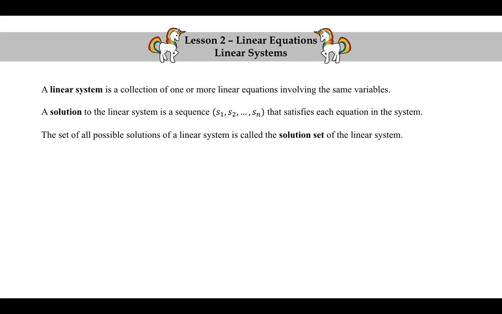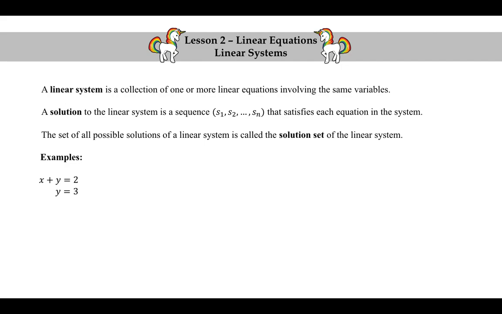The set of all possible solutions of a linear system is called the solution set of the linear system. Let's look at some simple examples. x plus y equals 2, y equals 3. This is a linear system of two equations with two variables. We can solve this one pretty easily using the substitution method.